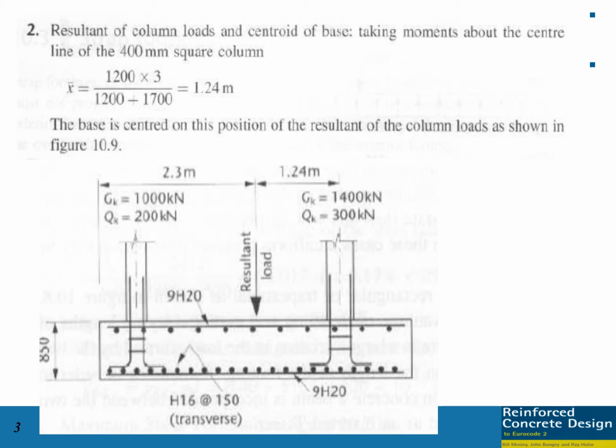First we need to determine the resultant of load. Now we have two point loads, at the 300 by 300 column and the 400 by 400 column. First we need to determine the location of the resultant load, with the distance x bar from the right column. So x bar is equal to 1200 multiplied by 3, where 1200 is the total load at the left column, 1000 plus 200, multiplied by the distance from the center line of the left column to the right column, 3 meter, divided by the resultant load. The resultant load is the total load, 1200 plus 1700, applied to this footing. So we have x bar equal to 1.24 meter, measured from the center line of the right column to the position of the resultant load.